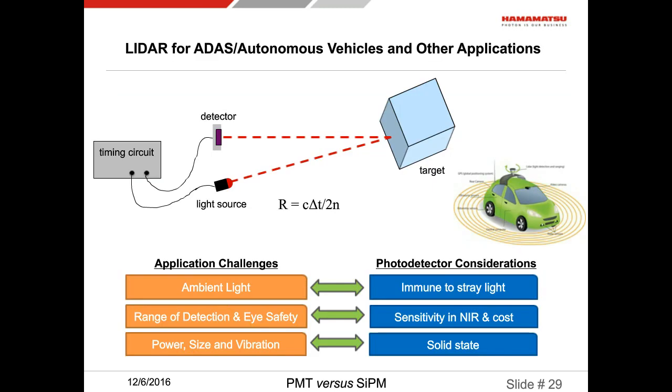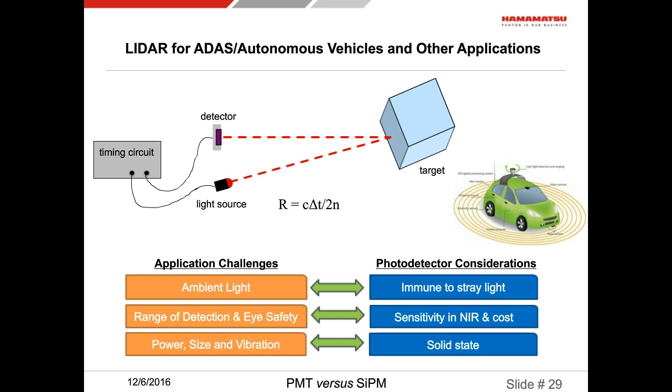LIDAR, especially applied to self-driving vehicles, is a technique where I can measure distance to obstacles. Light is emitted, reflects from a target and is detected by the detector. By timing the time of flight, one can gauge the distance. Some application challenges are as follows. Very intense ambient light. Cars are driven day and night. The range, we have to be able to detect distances, small, fraction of a meter, to perhaps many meters, or even fraction of a kilometer.